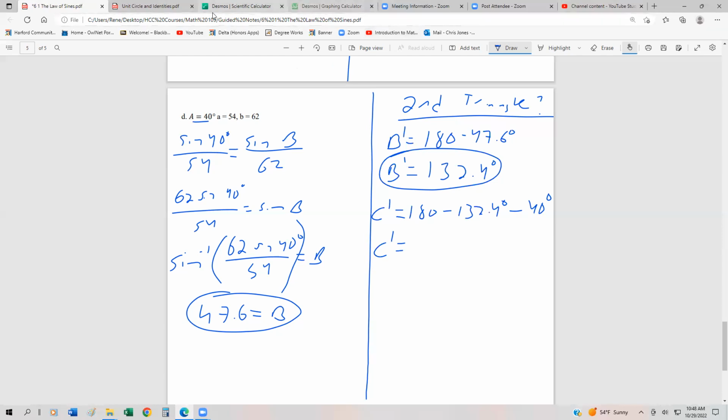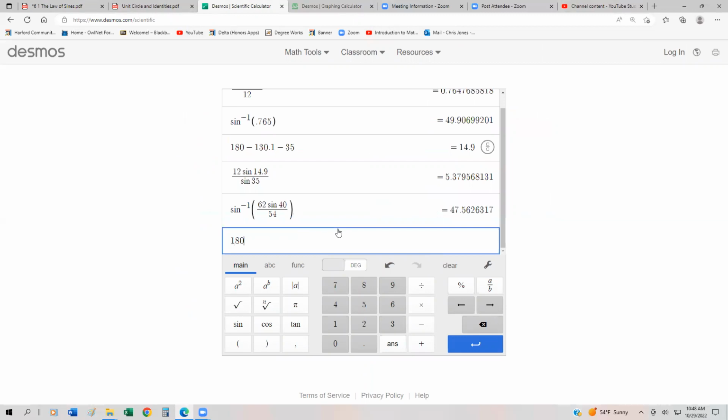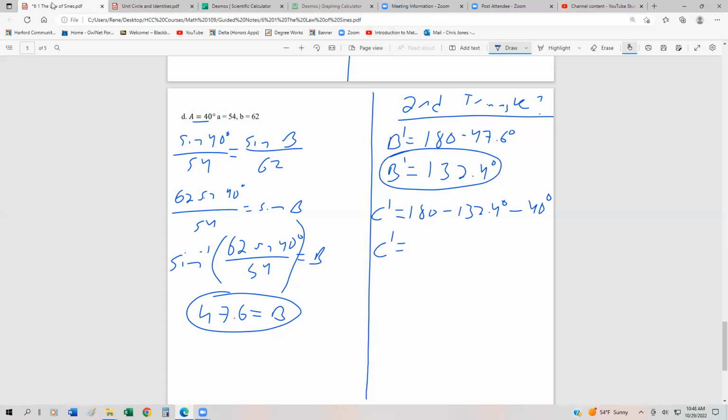So in our calculators, we take 180 minus 132.4 minus 40, and we get 7.6 degrees. So C prime is going to be 7.6 degrees, which means that there does exist another triangle.